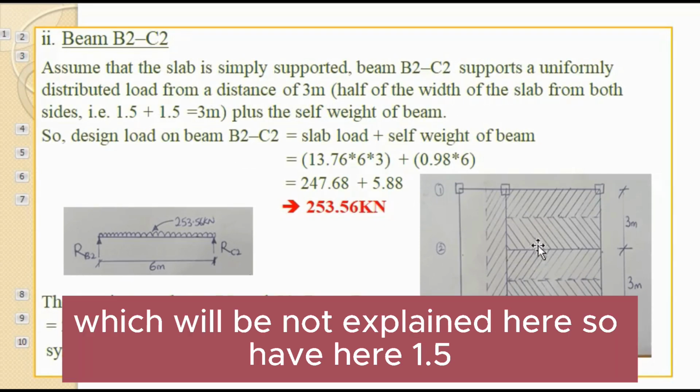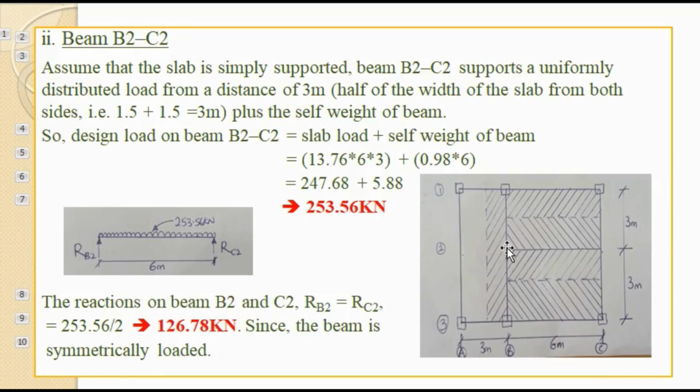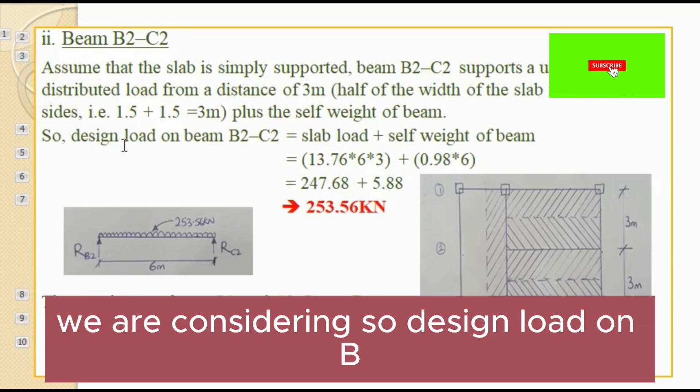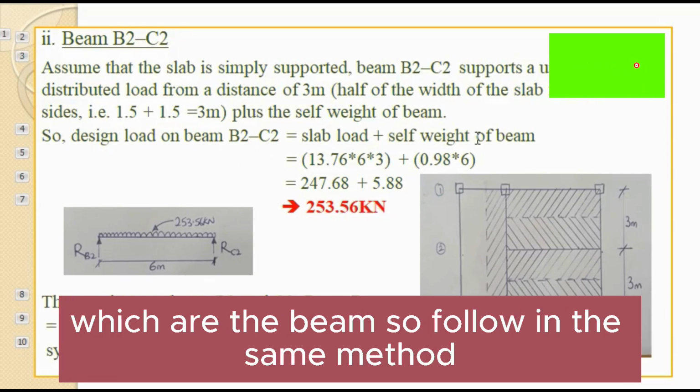So half here, 1.5, half here, 1.5. This is the beam we are considering. So the design load on beam B2 to C2 is the slab load multiplied, plus the self-weight of the beam.